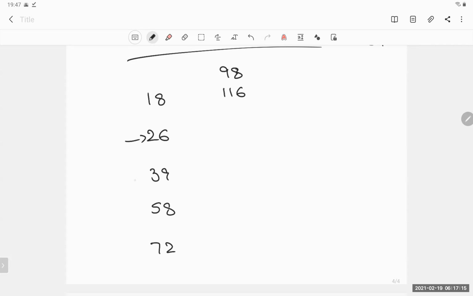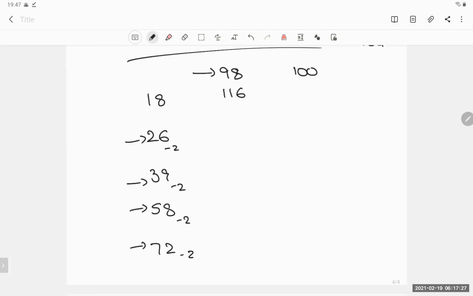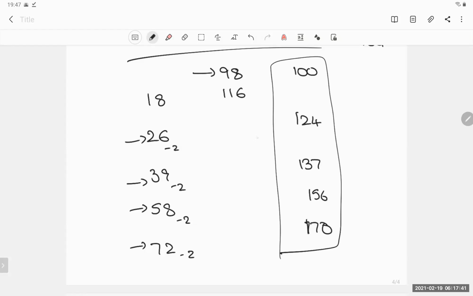Now you use this method. When I subtract 2 from each of these numbers, and I add the 2 to 98, what will happen? This will become 100, and all these numbers will reduce by 2. Now just try to calculate. What is 100 plus 24? 124. 100 plus 37, 137. 100 plus 56, 156. 100 plus 70, 170. Is this not an easier and smarter way to get to the answer than adding these directly? Yes, sir.